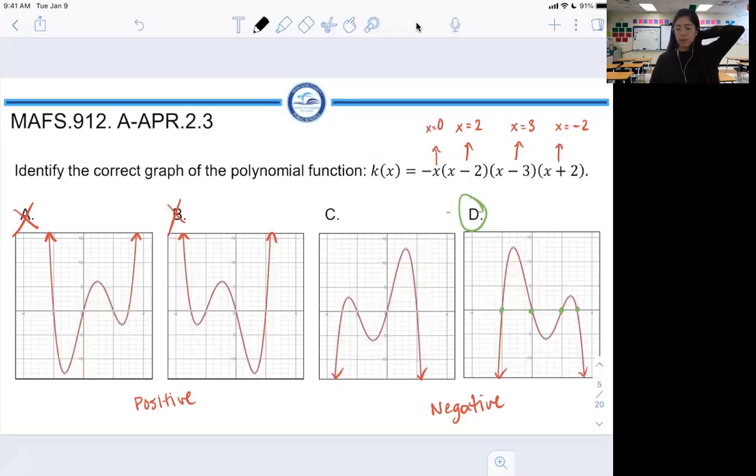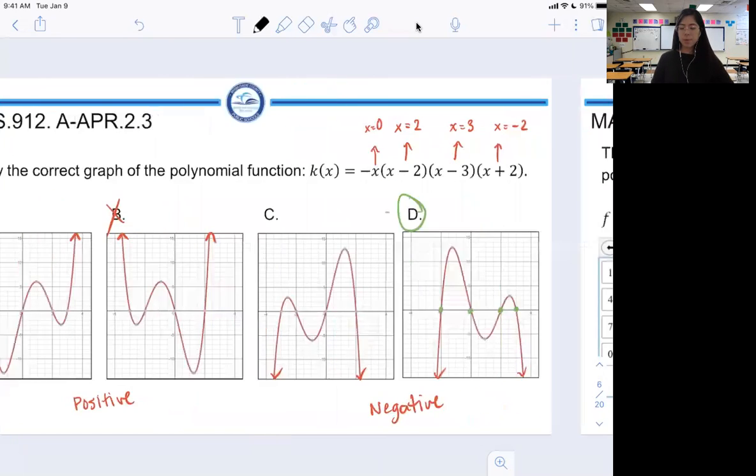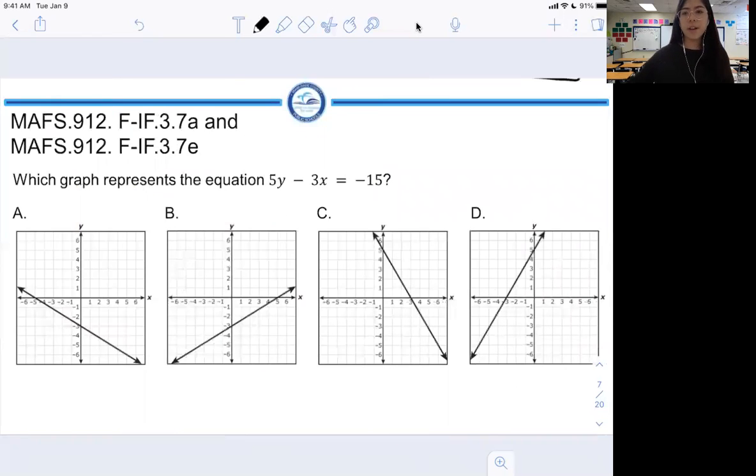Do I have any final questions on this standard, APR 2.3? You understand? I think there's a couple questions on the homework, so that'll be more chance to practice. Does everyone else understand? I'm gonna take that as a yes if I have no comments.